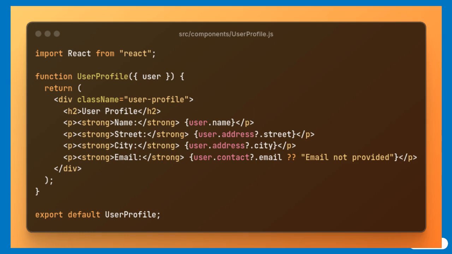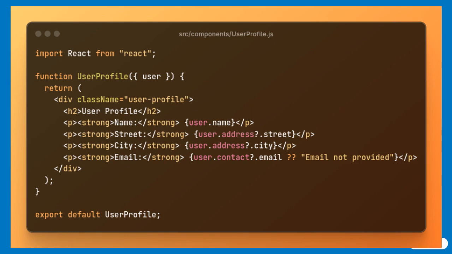Now, let's look at a practical example to see optional chaining in action. We'll be working with a simple React application. In our application, we have a user profile component that displays user information such as name, address, and contact details. Here's a snippet from our app.js file where we define a user object. The address property is present, but the contact property is commented out to demonstrate optional chaining.